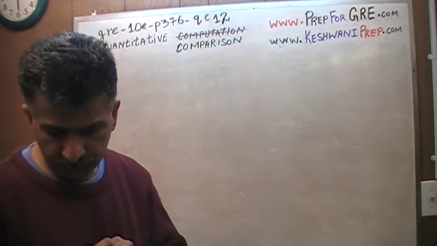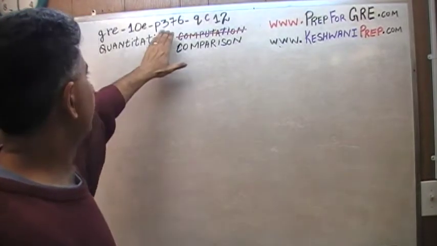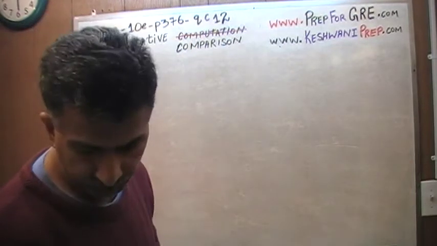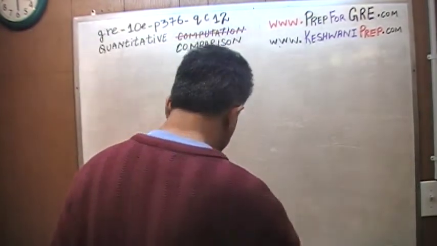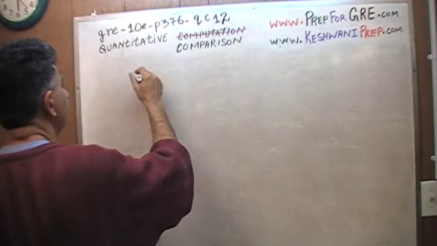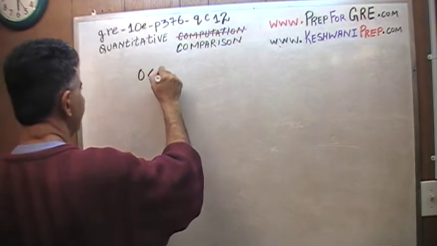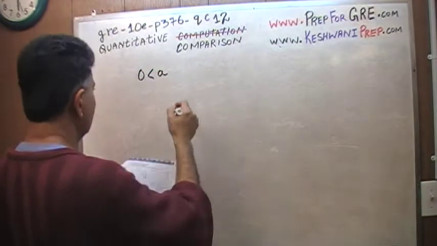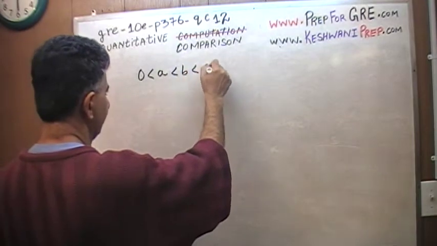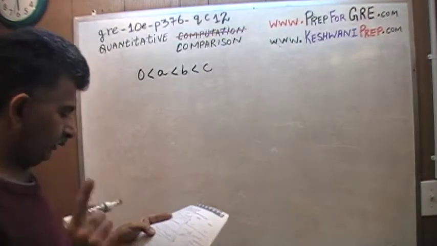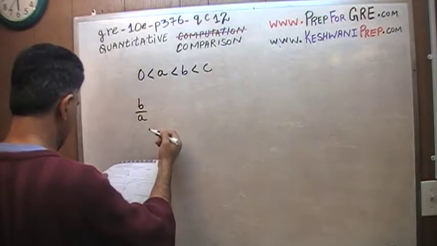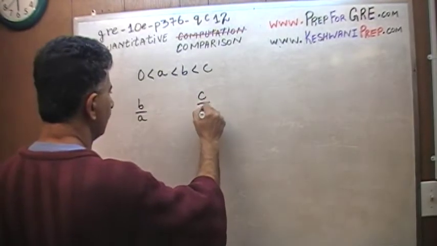The problem that I'm about to solve is the one that you're going to find on page number 376, quantitative comparison question number 12. Let's take a look at it. They tell you that 0 is less than A, or A is more than 0. 0 is less than A, and A is less than B, and B is less than C. That's what they tell us. And what they want us to compare is B over A versus C over B.